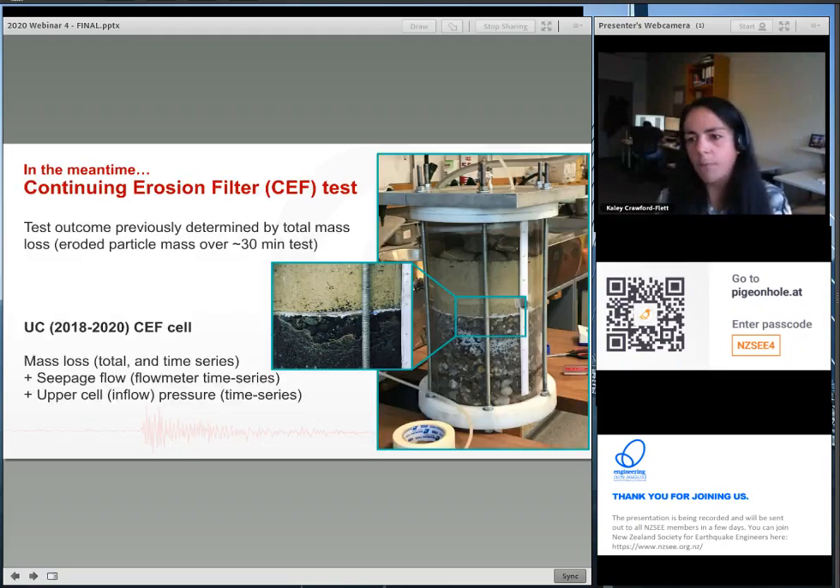In order to get a better grasp on what's going on here, we have modified our continuing erosion filter cell. Rather than just simply taking the total mass eroded over a 30-minute test, the University of Canterbury continuing erosion filter test cell, we're now measuring mass loss total and over time, as well as the seepage flow by putting a flow meter in series, and then the upper cell inflow pressure giving us a time series of pressure in the top of the cell. This test is done connected to main supply, again, particularly unsophisticated, but plenty of room to improve our understanding.